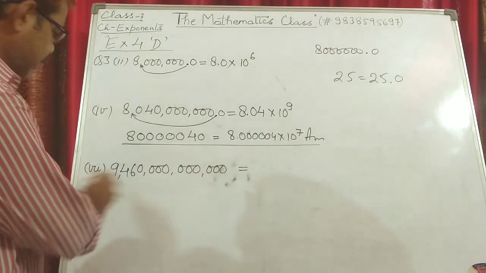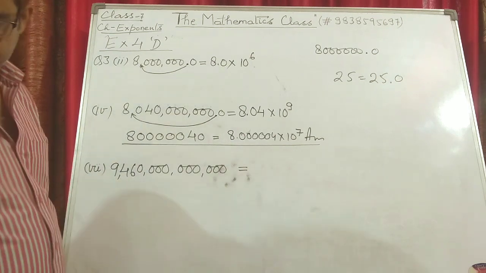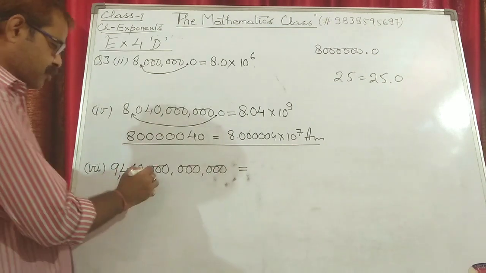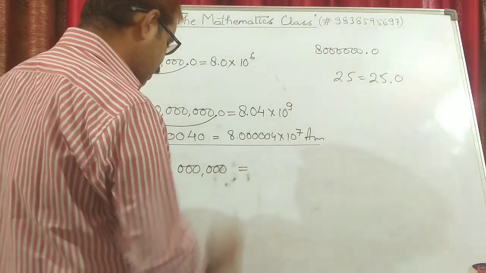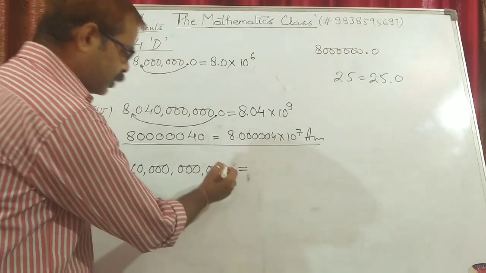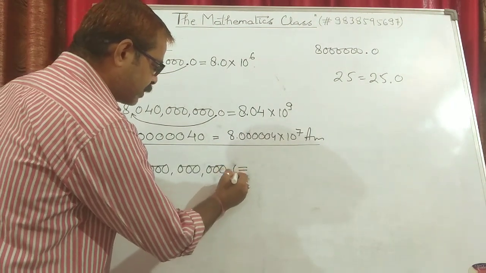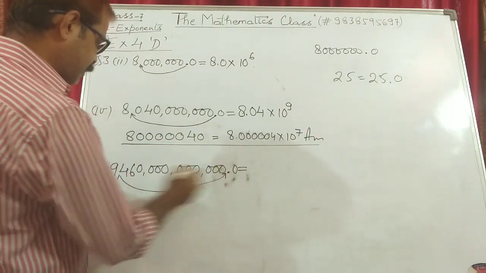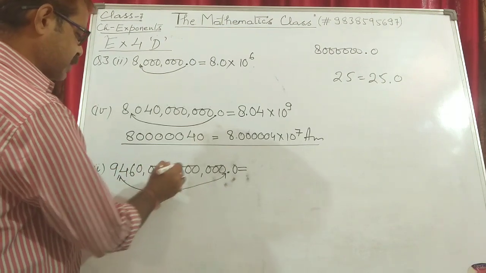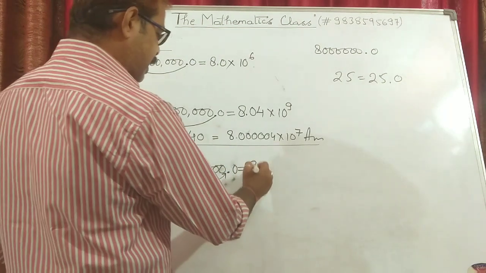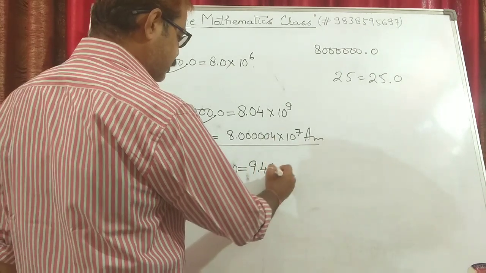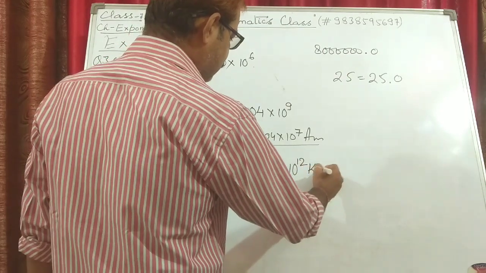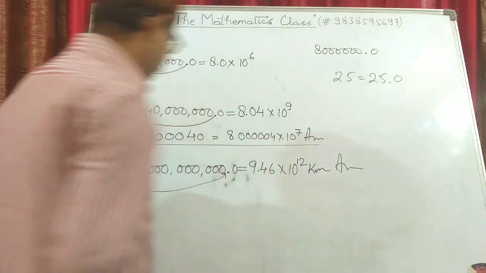Now we move on to the next, the seventh one. They say that large distances are measured in light years, and 1 light year is 946,000,000,000,000 kilometers. Now you have to write it in scientific form. So what we'll do, we'll put a decimal and add a 0. Now this decimal has to come over here. 1, 2, 3, 4, 5, 6, 7, 8, 9, 10, 11, 12. So 9.46 into 10 to the power 12 kilometers is the final value.